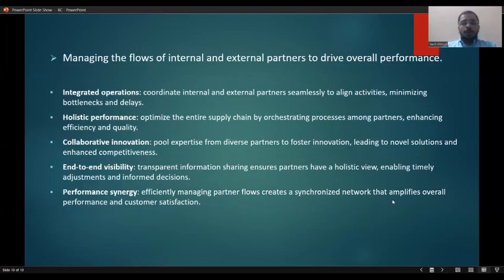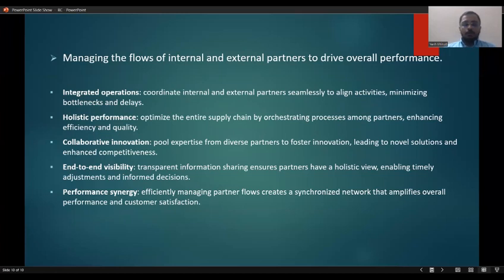Next is managing the flow of internal and external partners to drive overall performance. This can be achieved by integrated operations to coordinate with internal and external partners seamlessly for aligning the activities and minimizing the delays and bottlenecks in the processes.